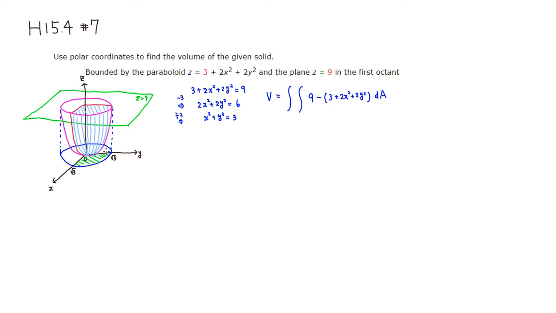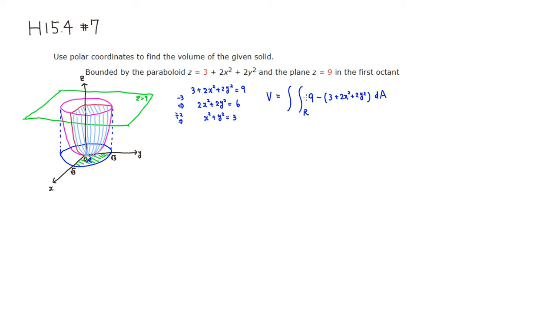This is the region, since it's only in the first octant. Actually, I kind of drew it in the wrong way. This is actually a little bit higher than that, but anyway. I'm going to call this region R.